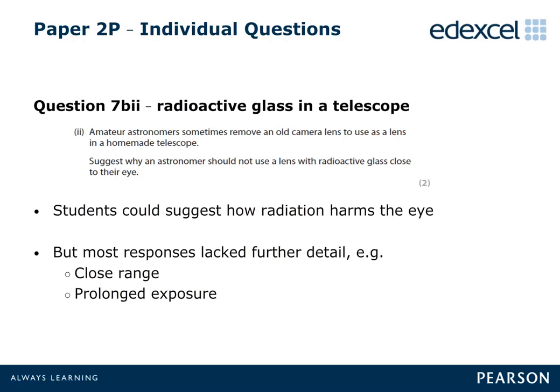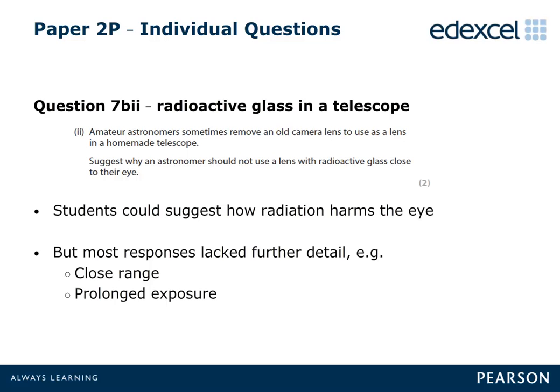Students can help their response by looking at the mark tally for the question. Here, 2 marks are offered, so the expectation is that 2 ideas will be included in the answer. Most students could give a general response regarding the dangers of radioactivity, such as risk of cancer or blindness. However, few went on to examine the context of the situation.